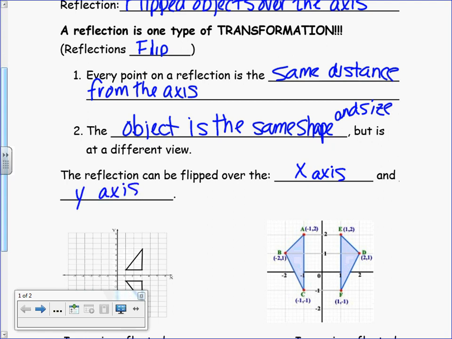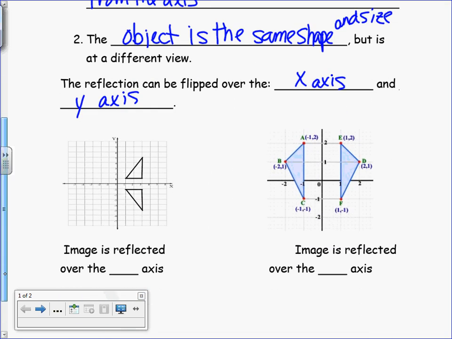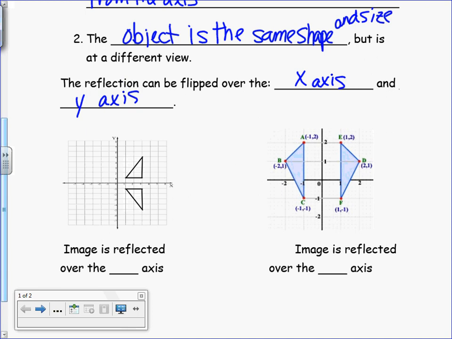And you're going to be seeing, once you get into higher math, where we can flip objects over a different line or over the origin. But for us in 7th grade math, we're just going to be talking about the x and y axis. So here we have this image. We'll call this image 1. We'll call this image 2.